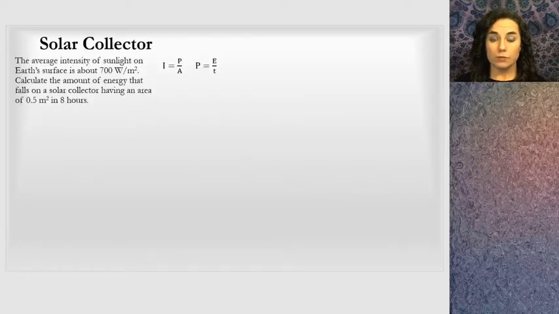The first problem I chose to exemplify the concepts is a solar collector. The average intensity of sunlight on Earth's surface is about 700 watts per meter squared. Calculate the amount of energy that falls on a solar collector having an area of 0.5 meters squared in 8 hours. So maybe you have a solar collector and you left it out all day. How much energy was collected?